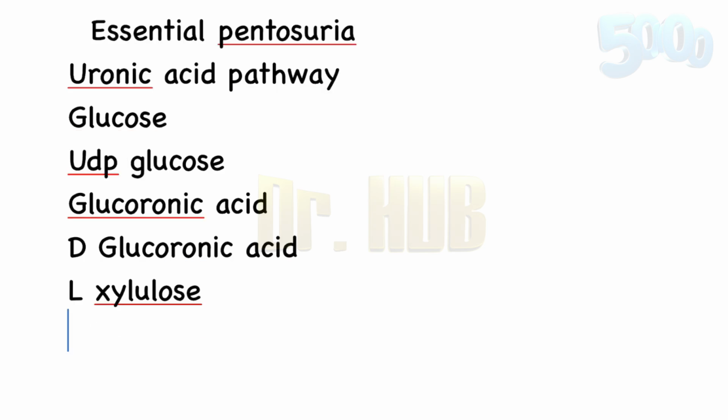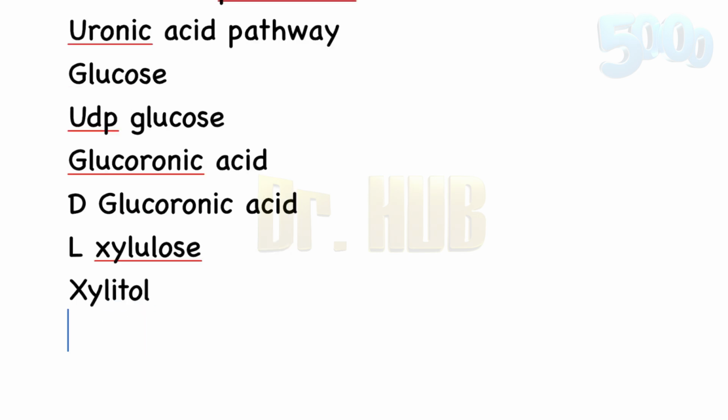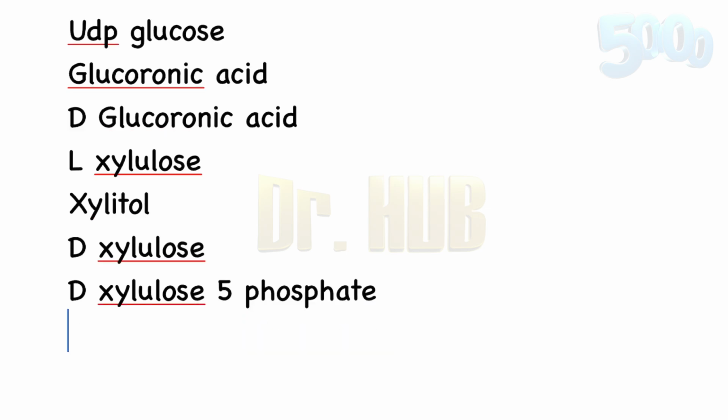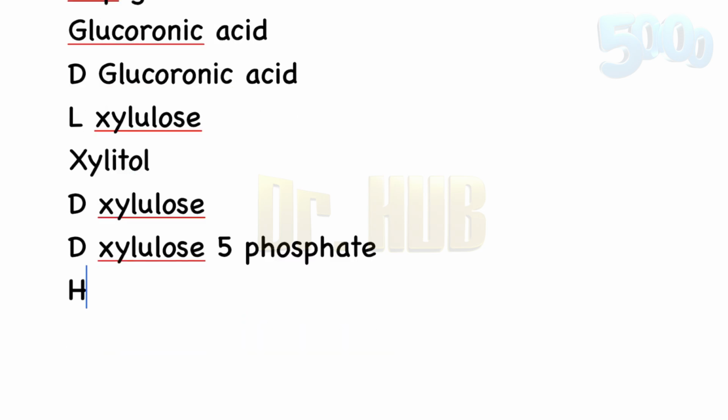So L-xylulose is converted to the xylitol, then the D-xylulose and the D-xylulose 5-phosphate, and ultimately it leads to the HMP. So glucose, UDP glucose, UDP glucuronic acid, D-glucuronic acid, L-xylulose, the xylitol, D-xylulose, D-xylulose 5-phosphate, the HMS pathway, that is the hexose monophosphate shunt pathway.